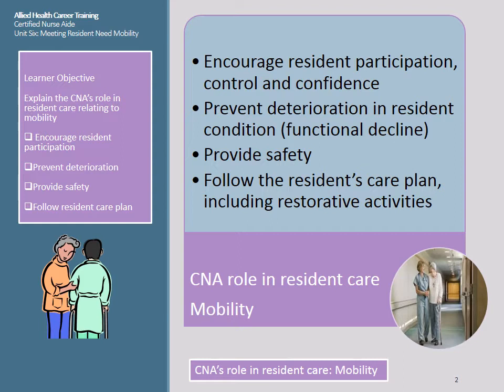Let's talk about functional decline. A decline is a deterioration in a condition. It is not permitted according to OBRA 87 unless it is medically unavoidable. We talked about OBRA 87 in Unit 1 and 2. Saying that a decline was caused by normal aging or a chronic illness may not always be acceptable.